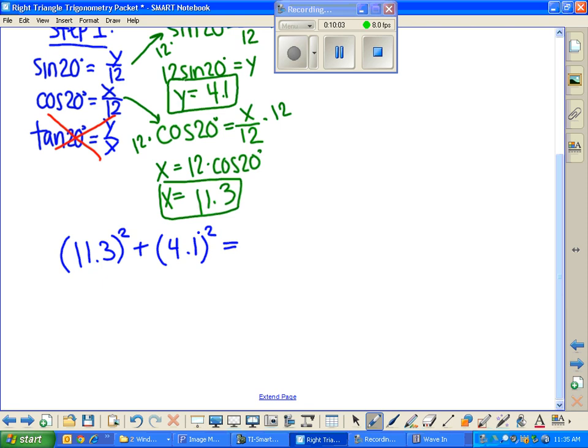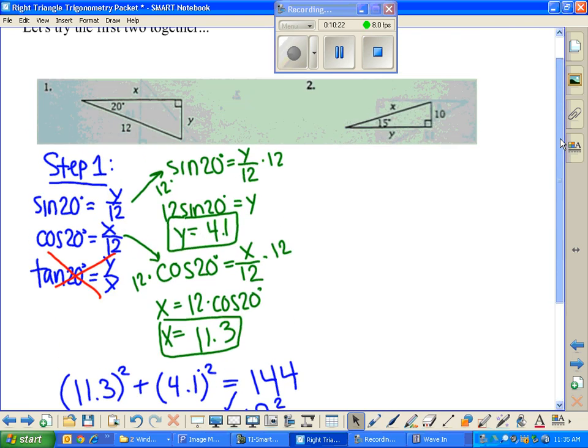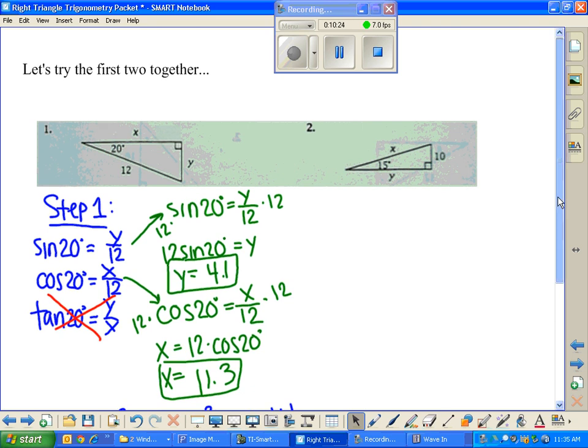So when you just type this in, 144, and yeah, there's going to be some funky decimals, and we know that 144 is just 12 squared, and that checks out. We're good. 12 is our hypotenuse. We will scroll back up and we will do number 2 together. Make sure we got this down.